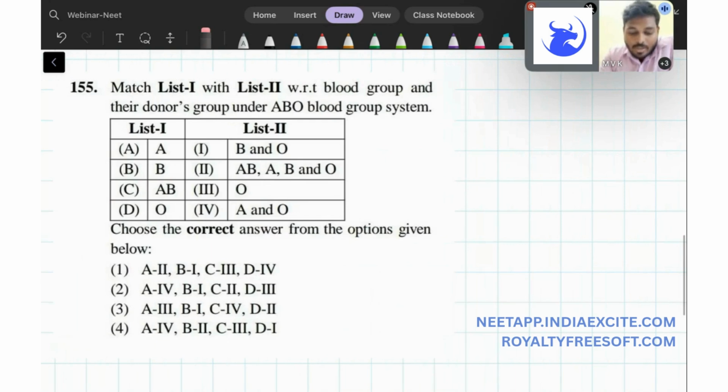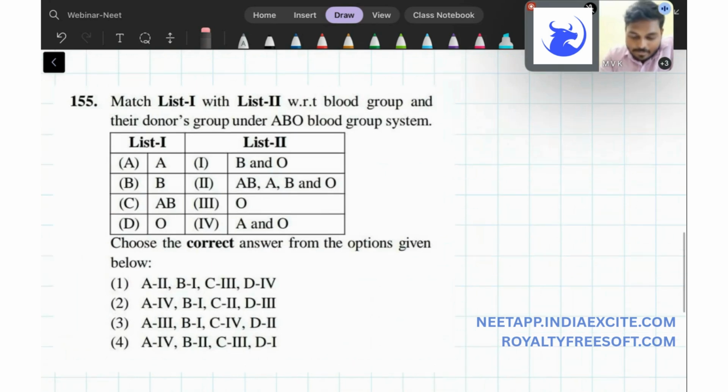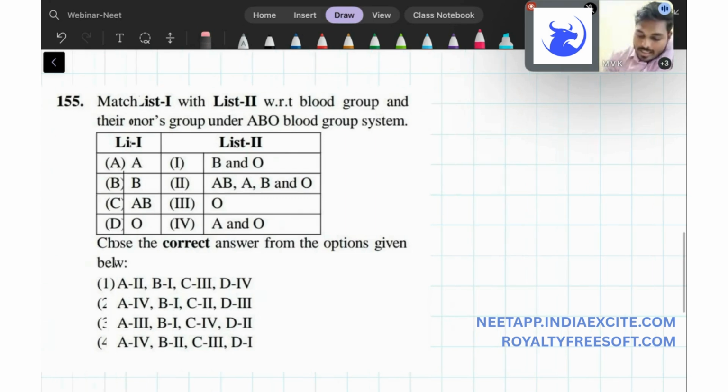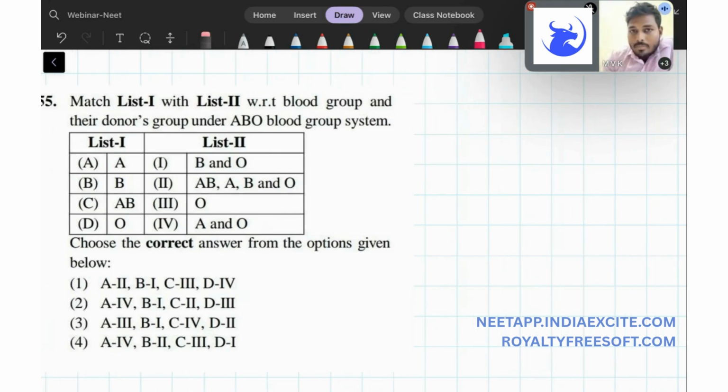Now let's look at the next question. As you can see here, this is a match, just matching list one with list two. In list one we have blood groups, and in list two we have the corresponding donors' blood group. So basically, we need to identify who's the recipient and who could be the donor. In order to understand, we have a basic concept called Landsteiner's law.